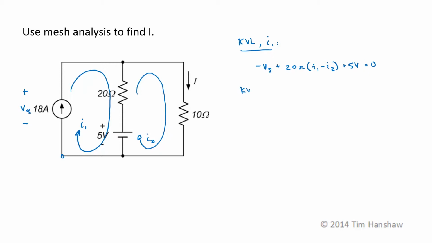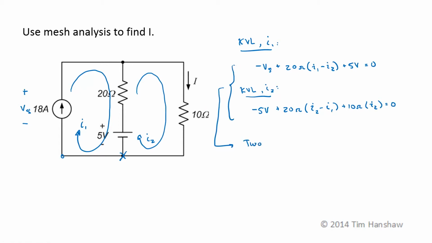Now let me do KVL around loop 2. If I start down here, I see the negative terminal of the 5 volt source first, plus 20 ohms. My currents through that are going to be I2 minus I1, and then plus 10 ohms times the only current through the 10 ohm resistor, which is I2. That sums to 0. I have a problem now though.